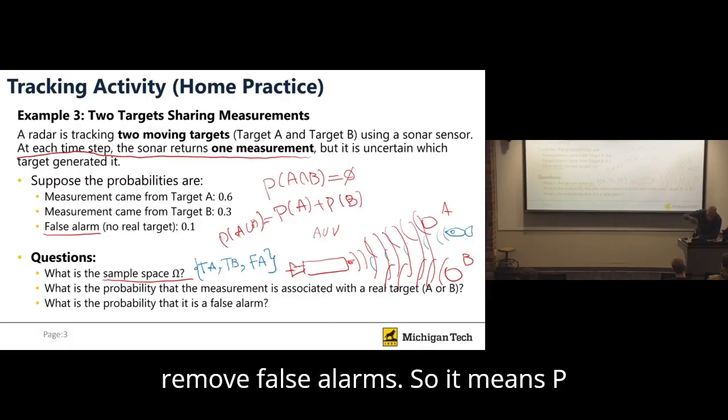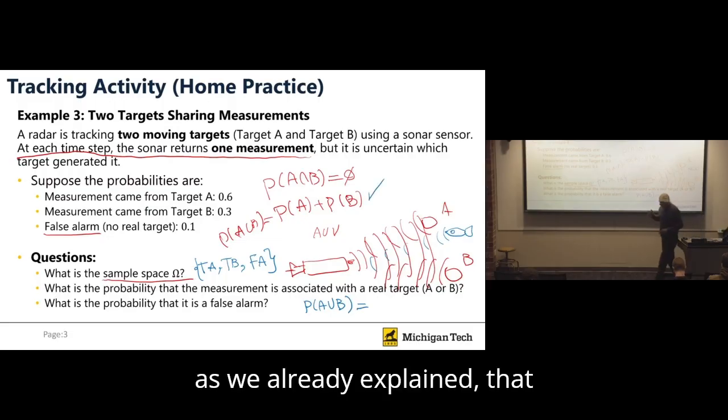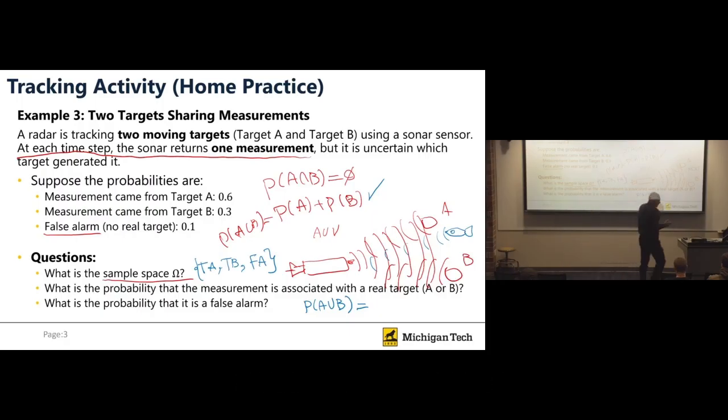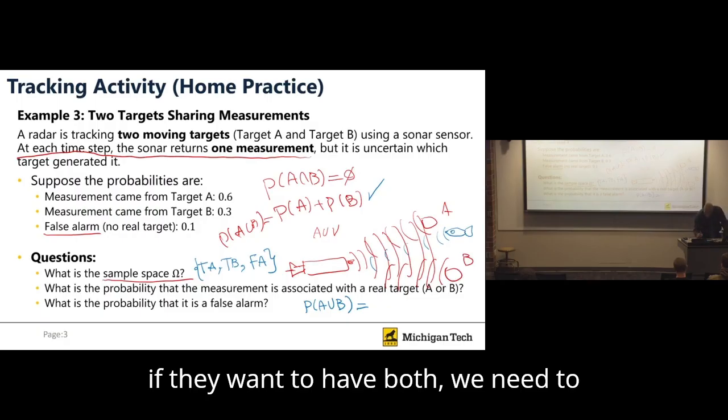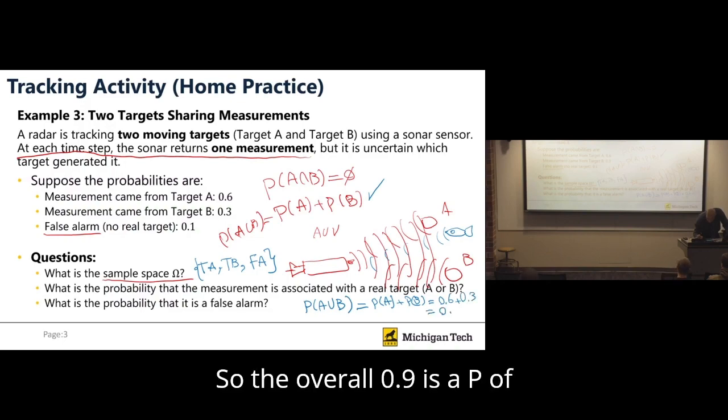So it means remove the false alarm. It means P of A or B. As we already explained, these two events are mutually exclusive, so if we want to have both, we need to add them together. P of A is 0.6, and P of B is 0.3. So the overall 0.9 is P of A or B.